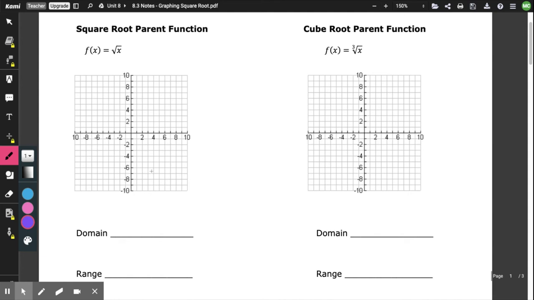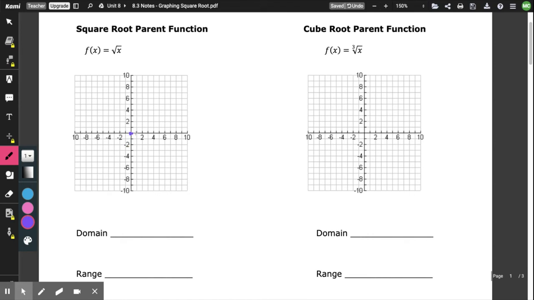We're going to do a quick reminder about the graph of the square root and the cube root parent functions, because we're going to be needing those today in order to do our other graphs. So first of all, we've got the square root parent function here, which is just f of x equals the square root of x. That one has kind of a starting point, if you will, at the origin, 0, 0, because if you put in 0 for x, you do get 0 for y.